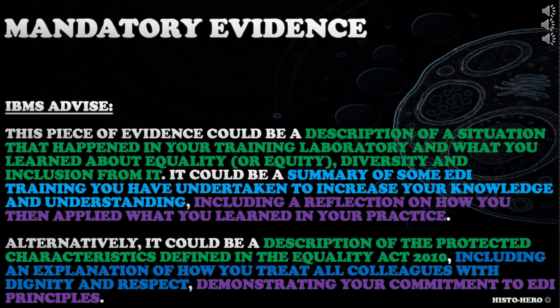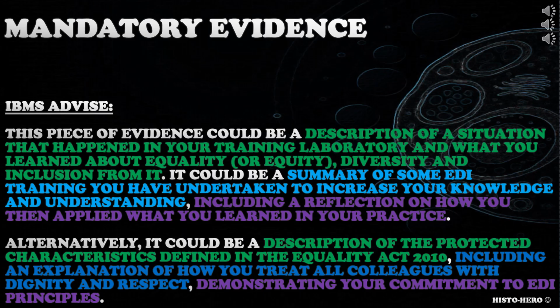IBMS is also offering an alternative piece of advice, which is a description of protected characteristics defined in the Equality Act. To start with this, the candidate first needs to find out what the protected characteristics are. They could check out the Equality Act 2010. They should think along the lines of age, race, religion, disability, and so on. The next part of the advice is asking them to include an explanation of how they treat all colleagues with dignity and respect. They could use specific examples from their practice to demonstrate this and also why they are doing it. The reason why is very important here, as it offers the explanation and the candidate's understanding.